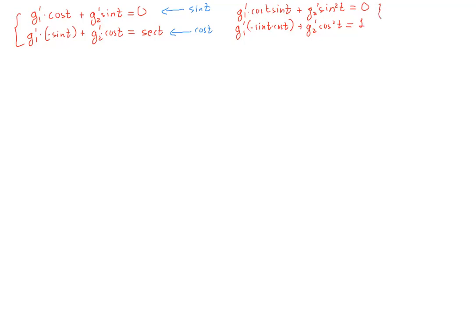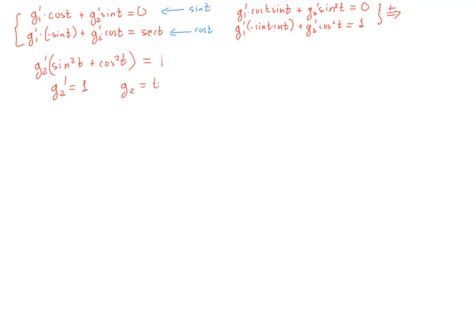So now we adapt. The g1 primes cancel each other. And what you get is g2 prime sine squared of t, and I can actually take it as a coefficient, plus cosine squared of t is equal to 1. Of course, the Pythagorean identity kicks in here and gives us g2 prime is equal to 1. Not too bad, huh? Because if g2 prime is equal to 1, what is g2? It will be the integral of 1, which is simply t.